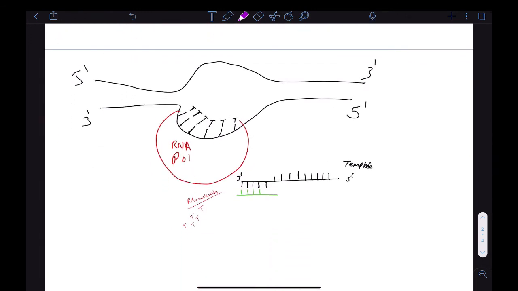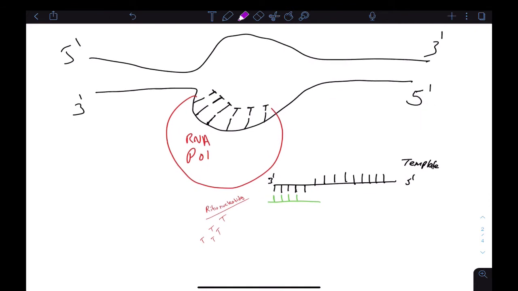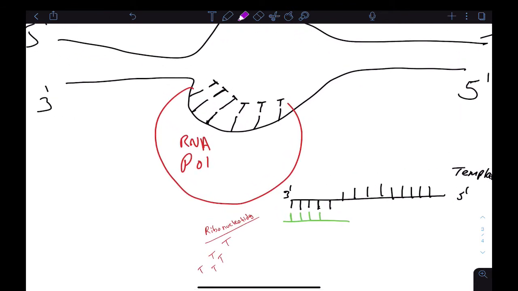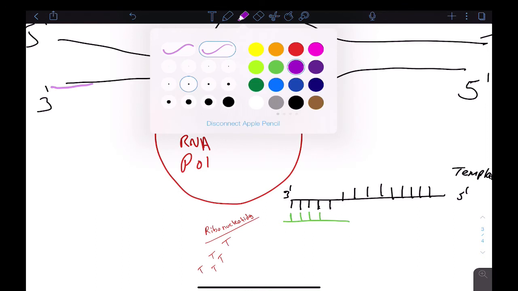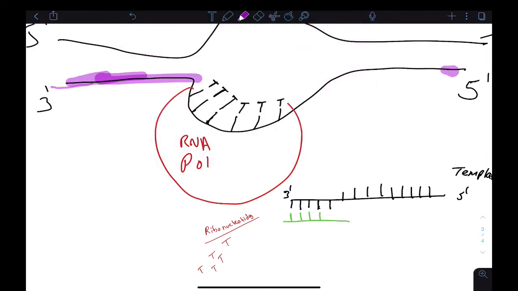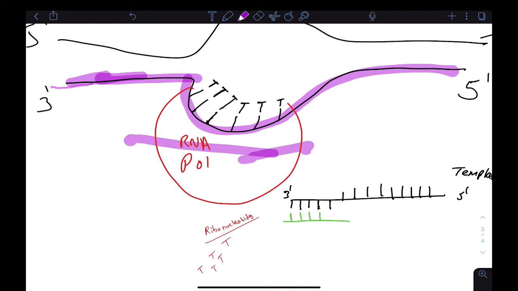So remember, what's going to be occurring is this. When we look at this pairing that's taking place, here's the template strand that we're going to be working with. And then we have the RNA polymerase that comes over here and is attached. So this is what's going to be read. And on the opposite end, we're going to have the mRNA that we're making. This is the mRNA transcript that's produced.